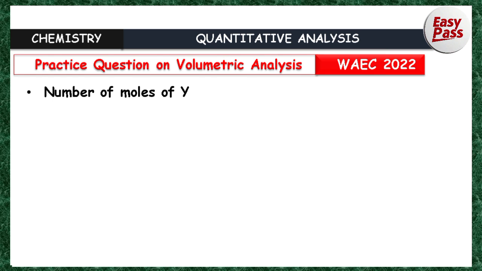The formula for calculating number of moles is n equals C times V. Where C is the concentration of Y, and V is the volume of Y. We are calculating the number of moles of Y. Using this formula, n equals C times V.